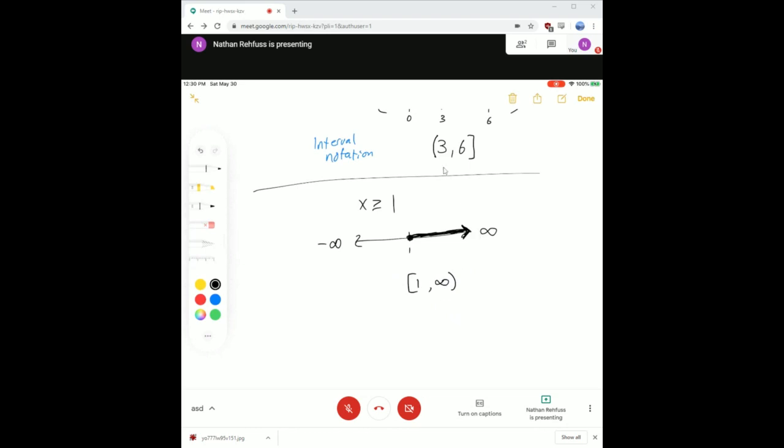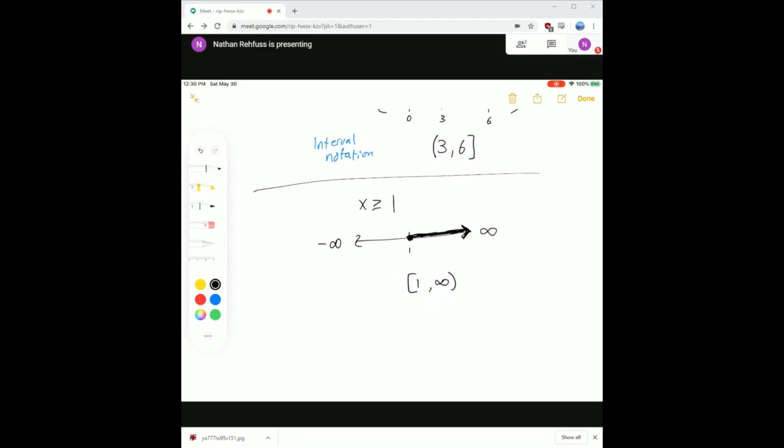Does that make sense? Like this says any number bigger than 3, and this says any number up to and including 6. This says any number 1 or bigger, and this says any number smaller than infinity. And since every number is smaller than infinity, this just says any number bigger than 1, full stop. I don't have to say smaller than infinity because that's all of them. So that's how we write that in interval notation.